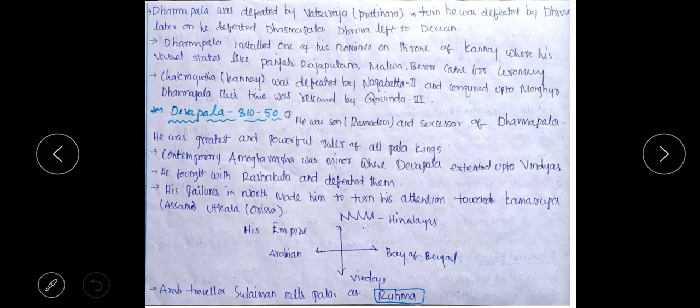The conflict begins like this: Vatsaraja, the Gurjara Pratihara ruler, attacked Dharmapala, and Dharmapala was defeated at the hands of Vatsaraja. But before Vatsaraja could get the benefits from the Palas, Dhruva, the Rashtrakuta ruler from the Deccan, attacked the Gurjara Pratiharas. Once Dhruva attacked, he defeated Vatsaraja, and later he also defeated Dharmapala, the Pala ruler.